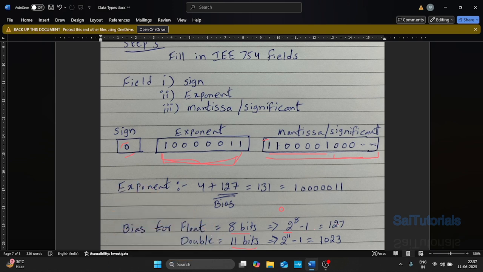Okay. The same way for double also. For double it is 11 bits. That's why 2 power 11 minus 1, which is 1023. And now we have to take this 127. Sorry, I made a mistake here. So for 2 power 8 minus 1, it will be around 255, I guess.